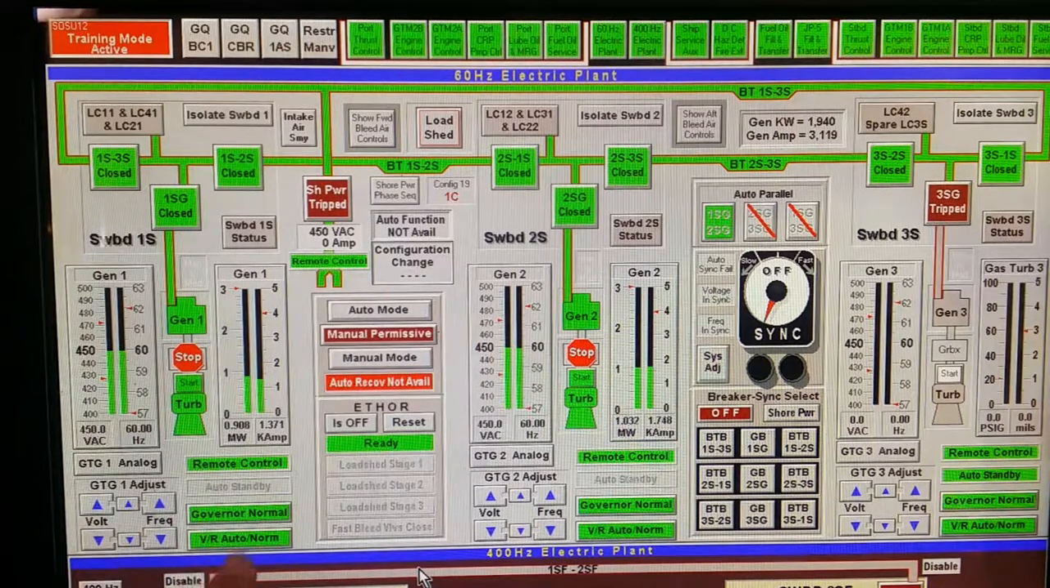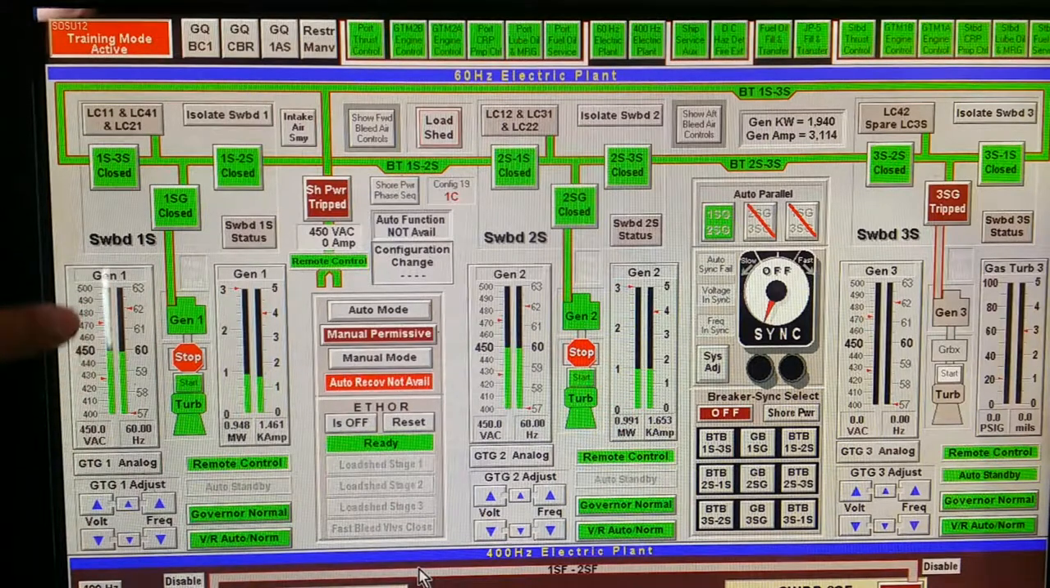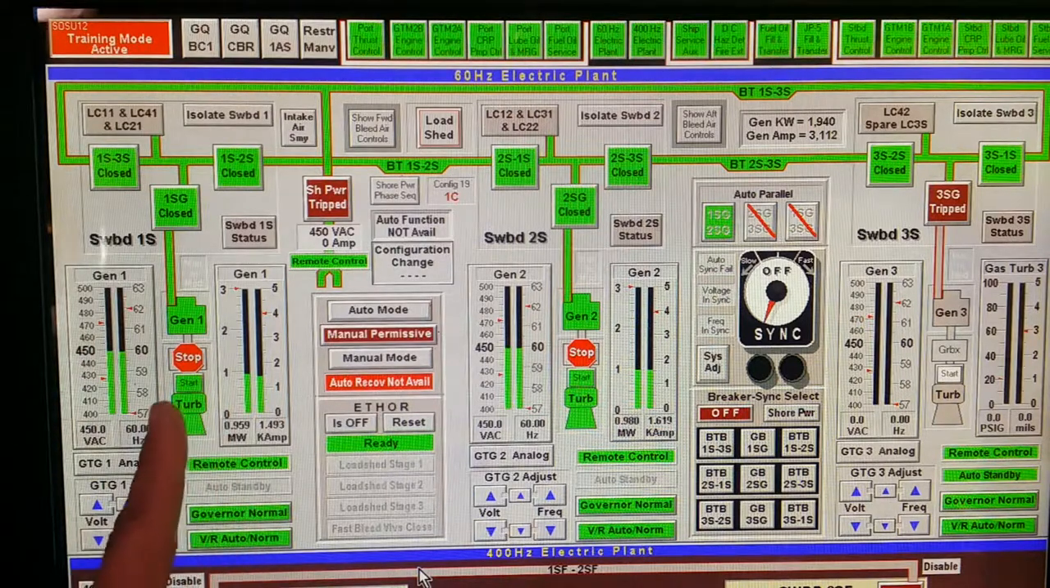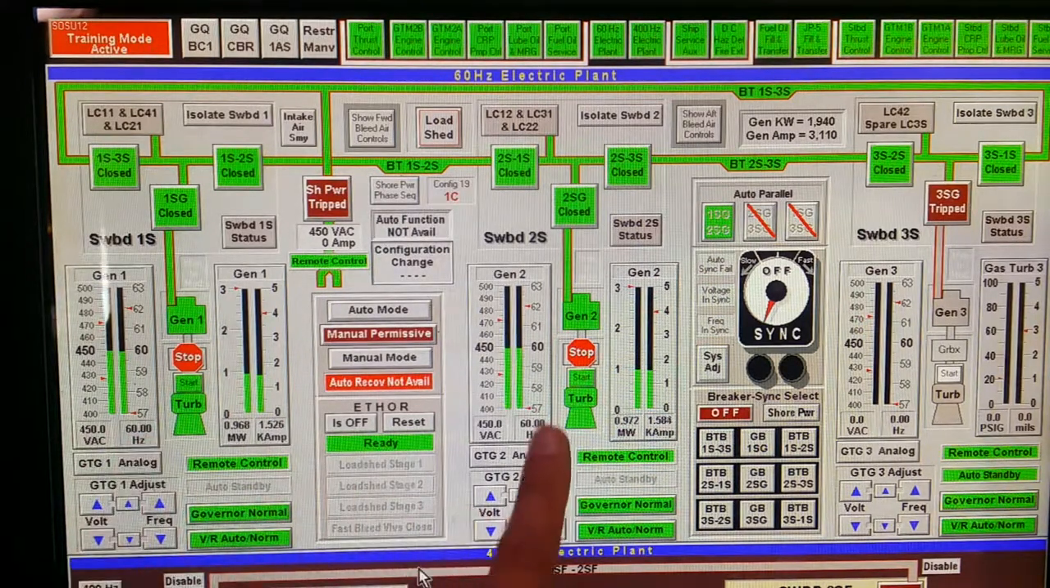Now, it's very important that both generators have the governor in normal mode and the voltage regulator in normal mode. The voltage regulators control the voltage that the generator is producing, and the governor provides the fuel for the engine so that it maintains the frequency, or the speed, at the same level always. So I always have a perfect 60 hertz on both sides.